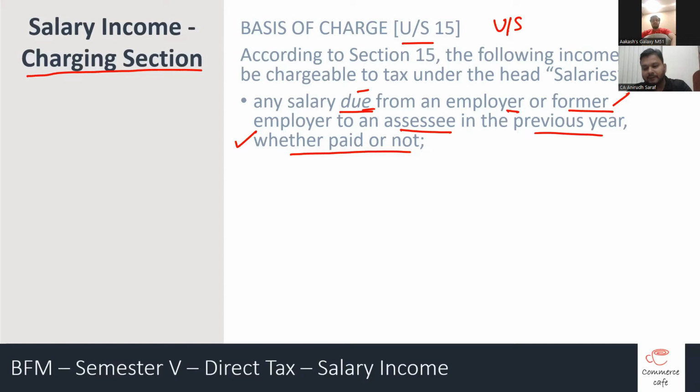Yes, sir. Okay. So even if you left the job, still in that year, when you earned the income, you had that relationship. So it will be considered as salary income.